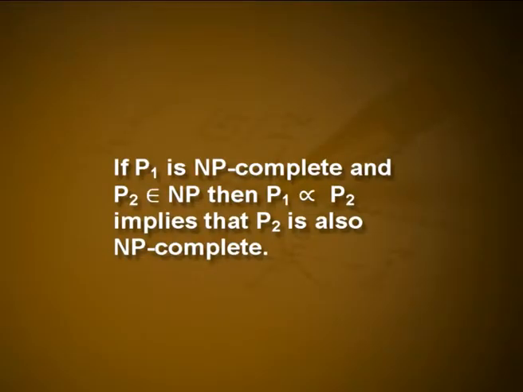All evidence so far is that P is not equal to NP, so it seems that no NP-complete problem has a known polynomial time algorithm to solve it. Theorem 2. If P1 is NP-complete and P2 is an element of NP, then P1 reducible to P2 implies that P2 is also NP-complete.